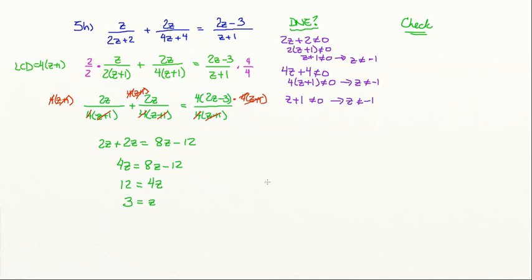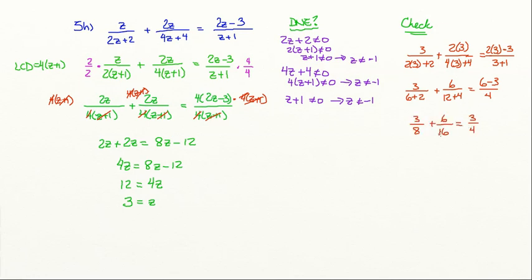Okay, let's double check. That is not a negative 1. Okay, so we did check that it is not an extraneous root. Let's just double check to make sure we got this. So we'll substitute 3 in for z. It looks like 16 will be our lowest common denominator.